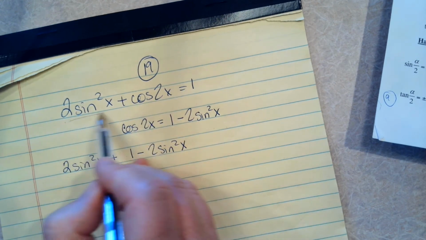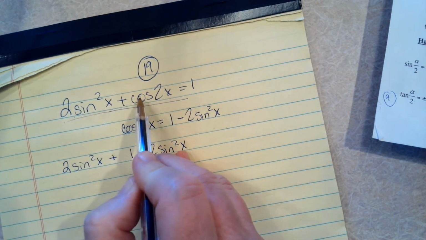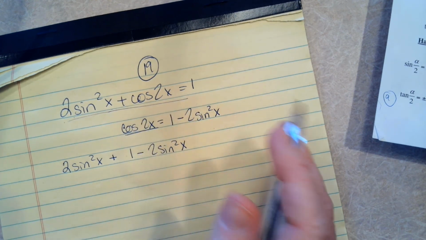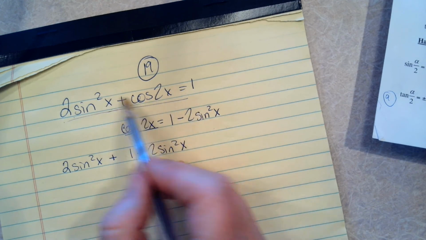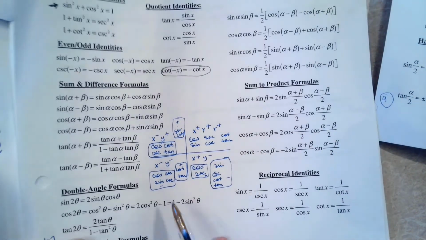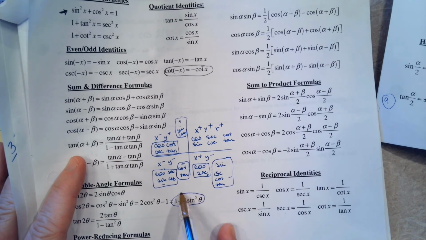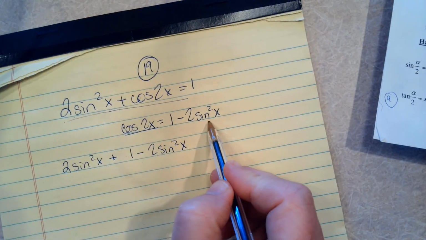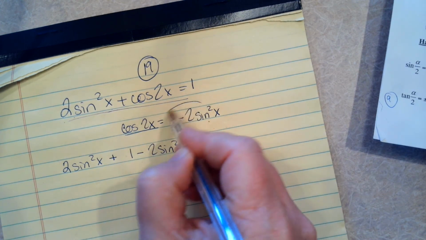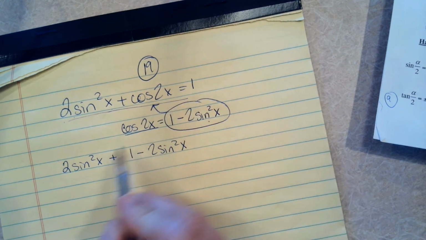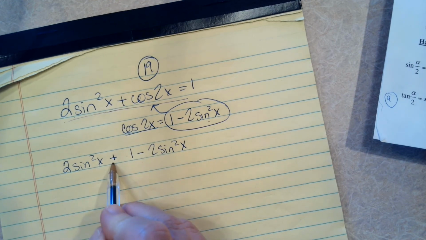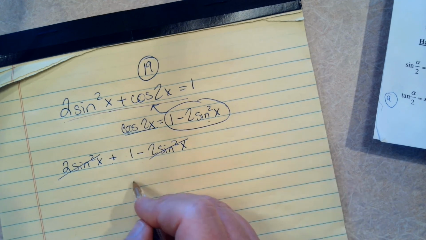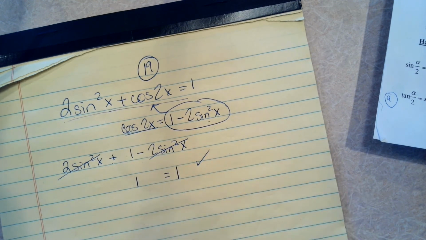So here's my original problem. It says 2 sine squared x plus cosine 2x equals 1. So I've got to come up with something that cosine 2x equals that will help me simplify this left side down to 1. And I notice that it equals 1 minus 2 sine squared theta. So I'm going to write that down there. I'm going to put this in its place. So it's 2 sine squared x plus, I replaced it, and then obviously it just cancels out and you get 1 equals 1. So that one was pretty easy.